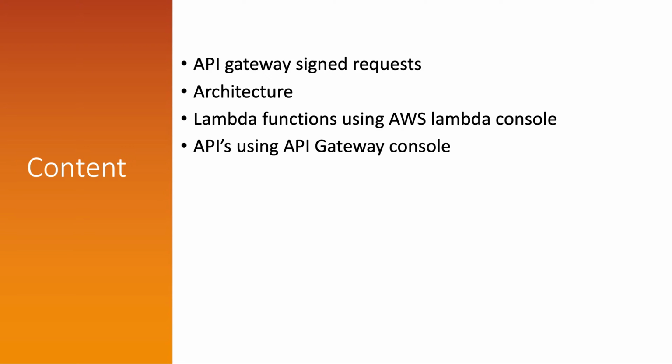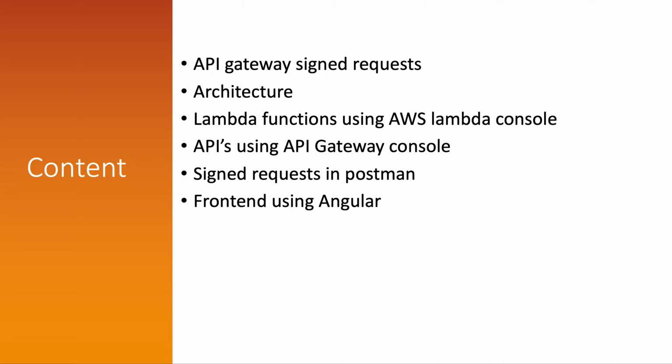Then after that, I'll go to API Gateway console, and then I'll create APIs there, and then I'll integrate Lambda functions with those APIs. Furthermore, I'll demonstrate SIGN request in Postman. Then I'll use a front-end Angular application to demonstrate the SIGN request.